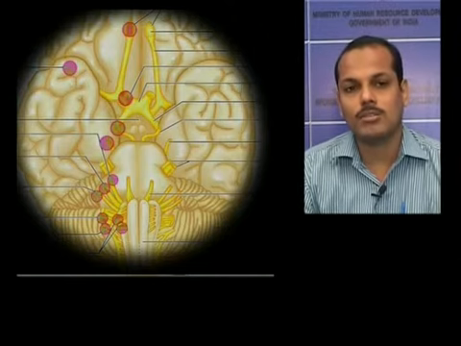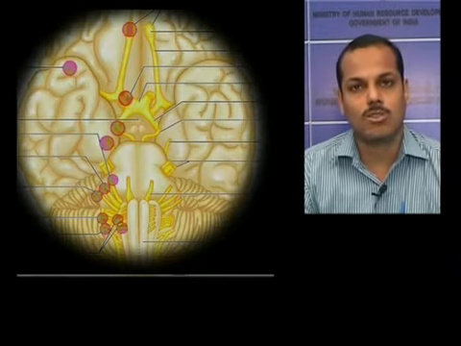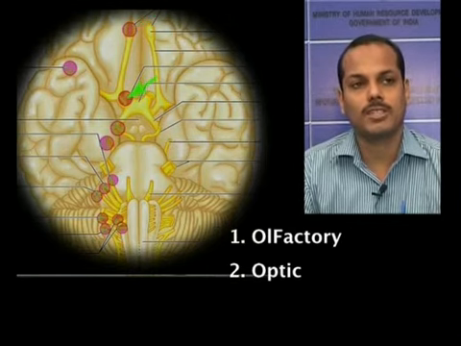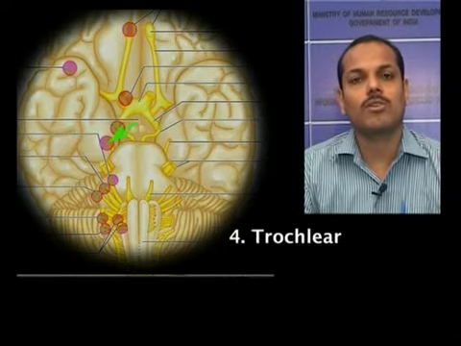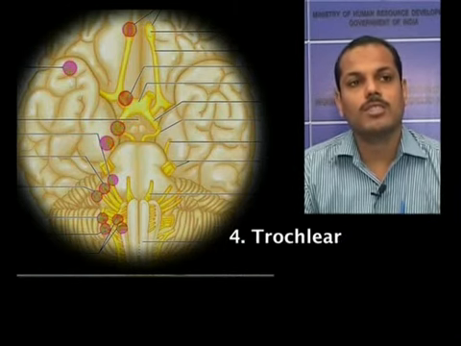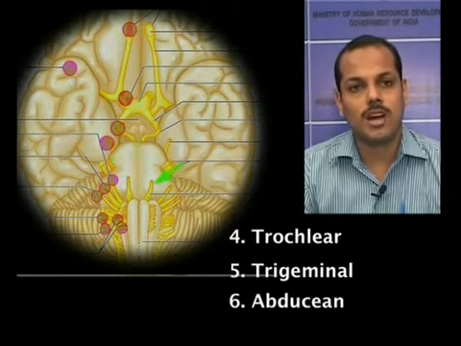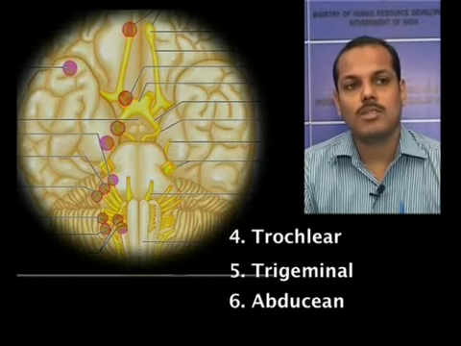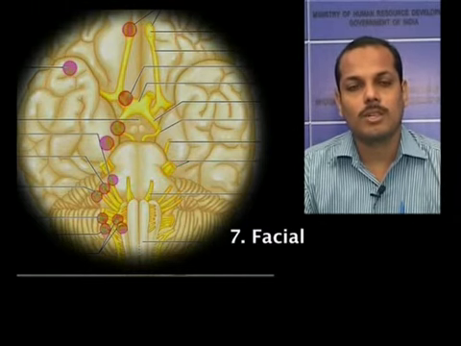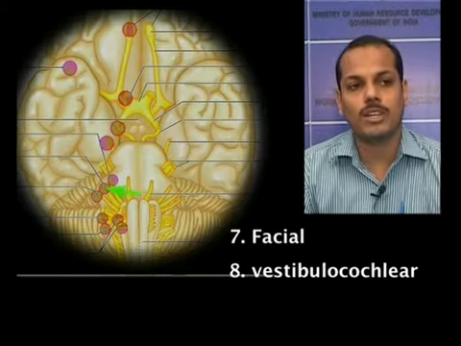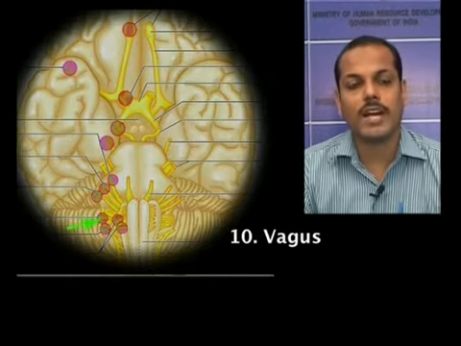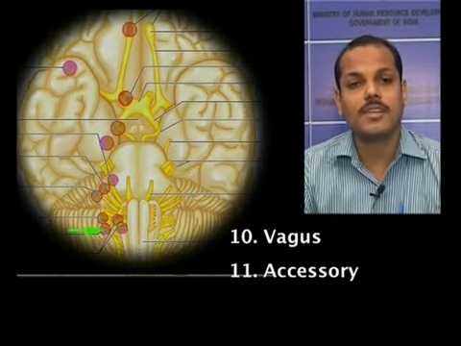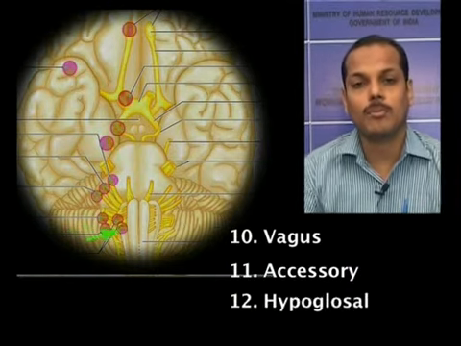Cranial nerve number 1 is known as the olfactory nerve, number 2 optic nerve, number 3 oculomotor nerve, number 4 trochlear nerve, number 5 trigeminal nerve, number 6 abducens nerve, number 7 facial nerve, number 8 vestibulocochlear nerve, number 9 glossopharyngeal nerve, number 10 vagus nerve, number 11 accessory nerve and number 12 hypoglossal nerve.